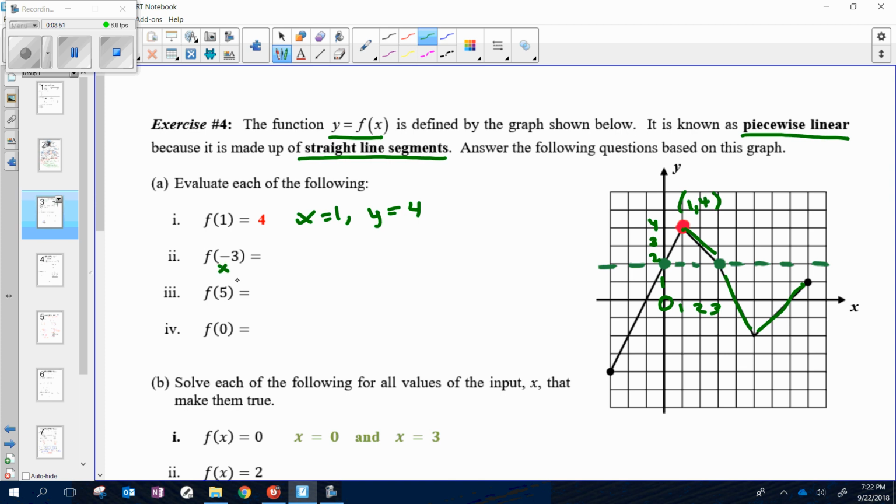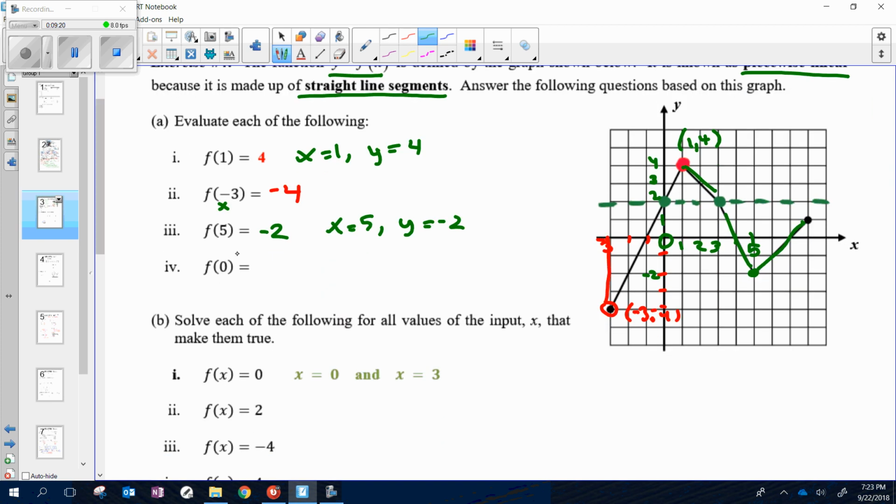This one's asking when x is negative 3, so on my graph, negative 3 would be right here. Go down to the function, and that point is negative 3, 1, 2, 3, 4, negative 4. Now I'm looking for f of 5, so go over to 5, and my function is down here at negative 2. So when x is 5, my y value was negative 2. That's all they're asking for.